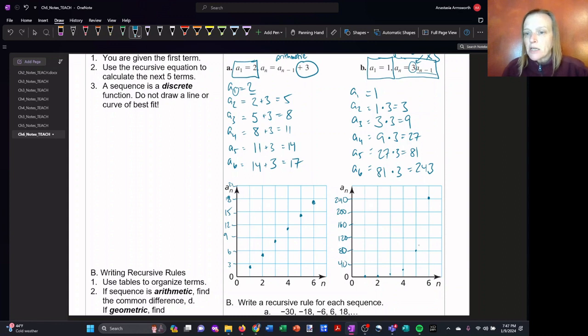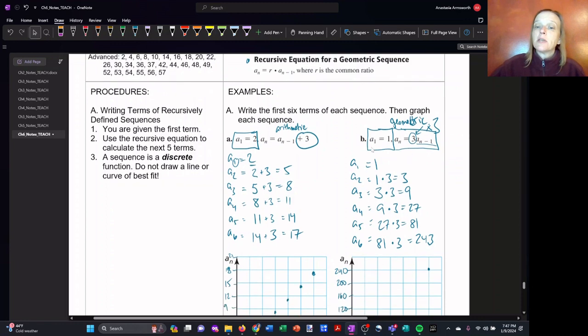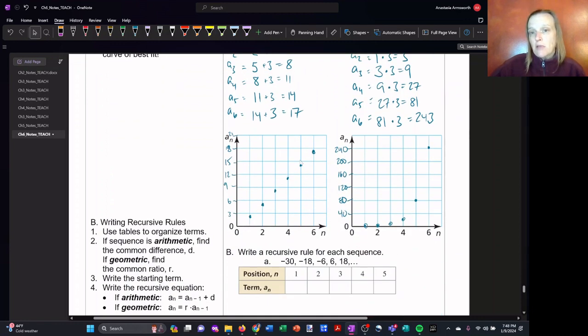Again, I'm not trying to connect these dots with any kind of curve because this is a discrete function. You never have a value between 81 and 243. You skip right from 81 to 243. So we've used these recursive rules to find the first 6 terms of the sequence, and we've confirmed that the arithmetic sequence was a straight line. This geometric sequence created an exponential curve shape.